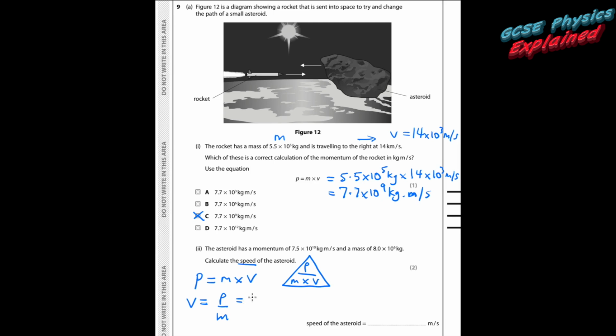P is the momentum, which was 7.5 times 10 to the 10, divided by 8 times 10 to the 6 kilograms. And that comes out as 9375 meters per second. Just check the units are right. Those kilograms cancel out with those kilograms to leave meters per second. So that was correct.